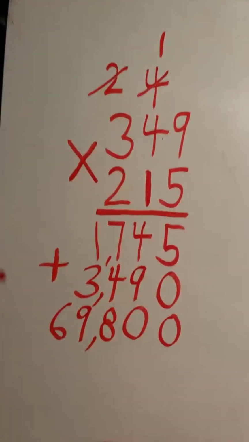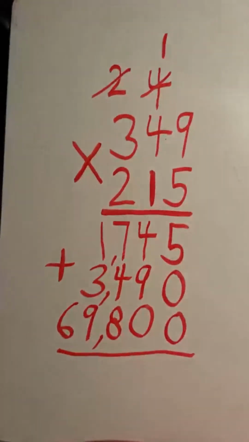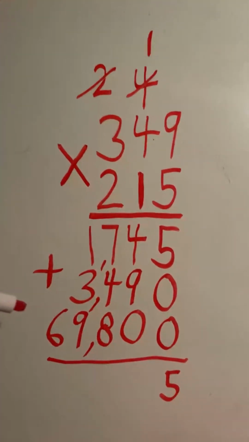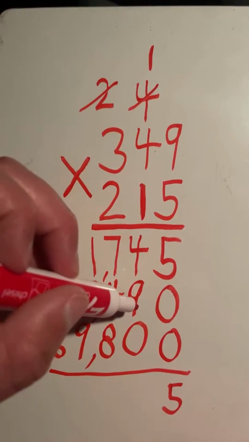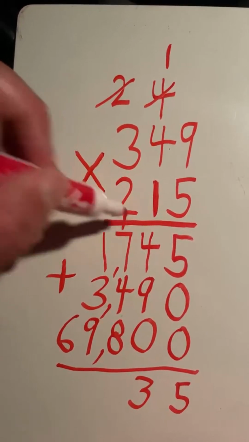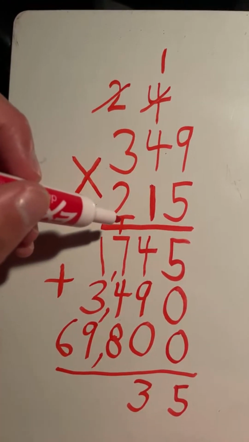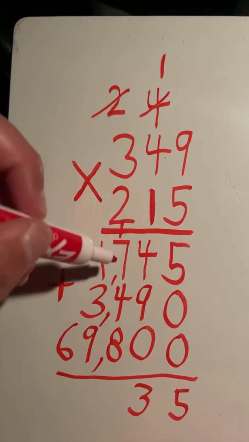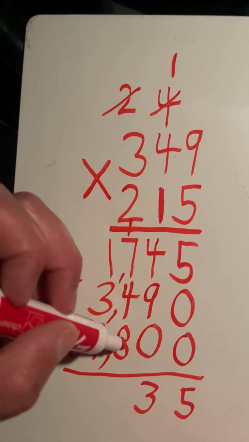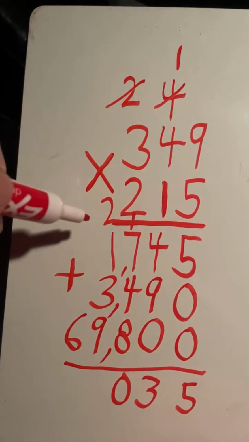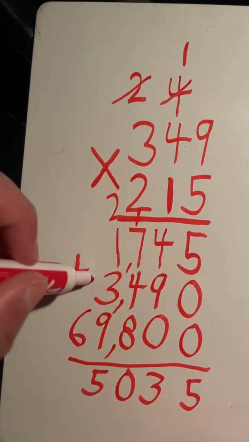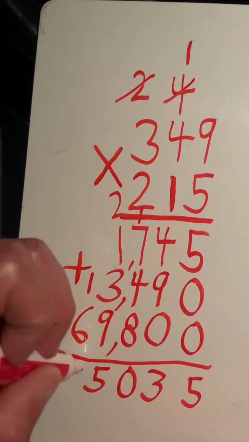Now to get our final answer, we have to add these three numbers together. So starting in the ones place, 5 plus 0 equals 5. 4 plus 9 equals 13, plus 0 still equals 13. 3 carry the 1. 1 plus 7 equals 8, plus 4 equals 12, plus 8 equals 20. 0 carry the 2. 2 plus 1 equals 3, plus 3 equals 6, plus 9 equals 15. 5 carry the 1. 1 plus 6 equals 7.